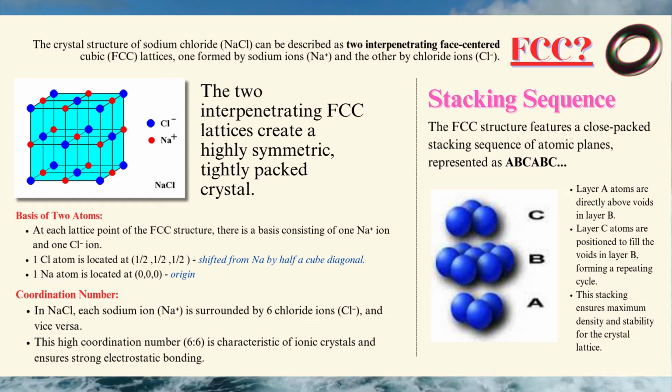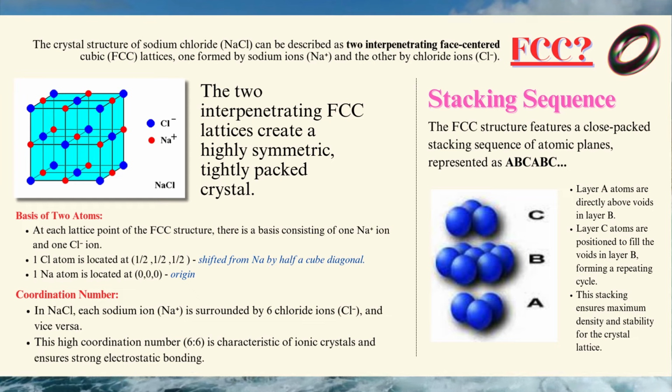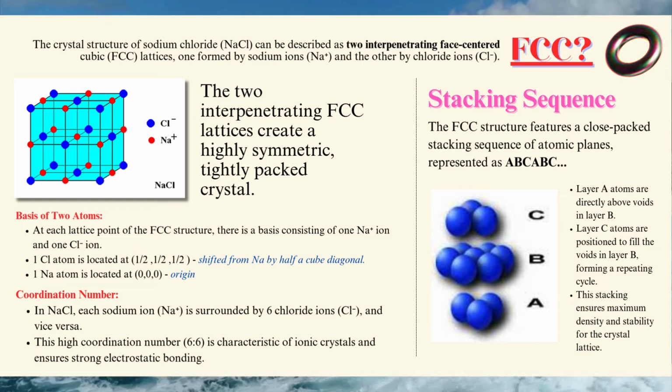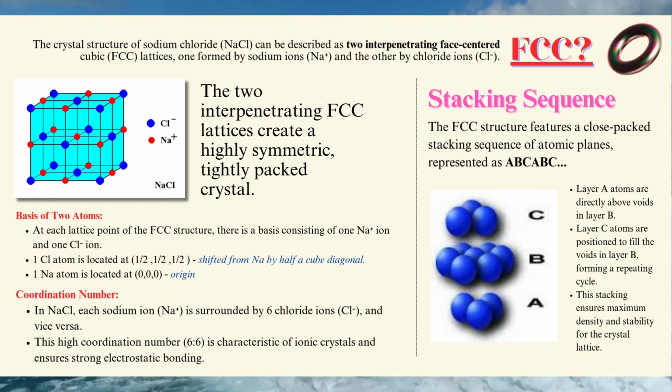The chlorine ion is shifted by half the cube's diagonal, while the sodium ion is at the origin, 0. Both sodium and chlorine ions have a coordination number of 6, meaning each ion is surrounded by 6 of the opposite type. The strong coordination contributes to the stability of the ionic bond.